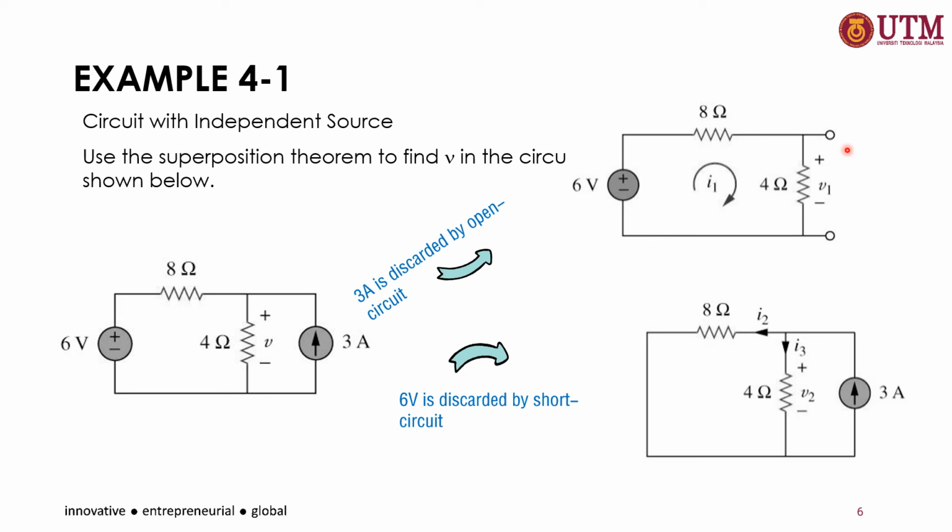And then for the second one, we discard the voltage source by short circuit. So this is our voltage source. Here we want to discard this voltage source by short circuit. So we redraw, and we will get this circuit.